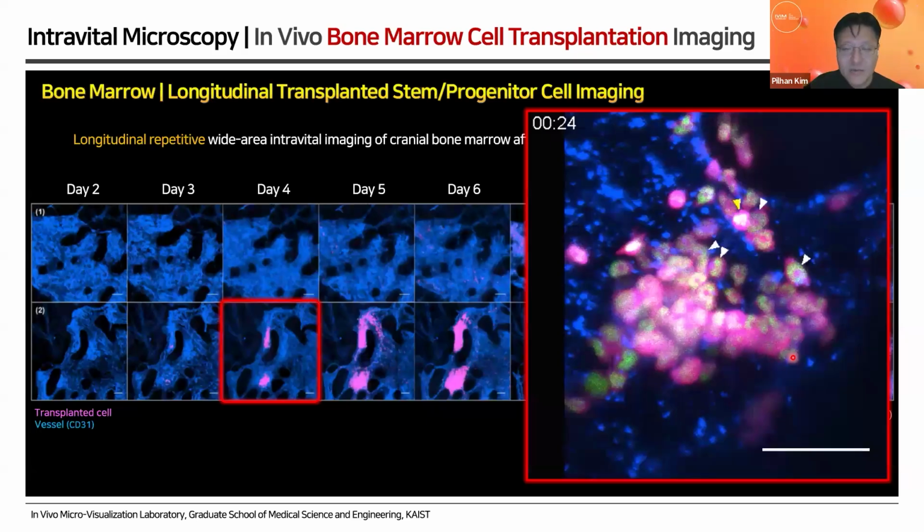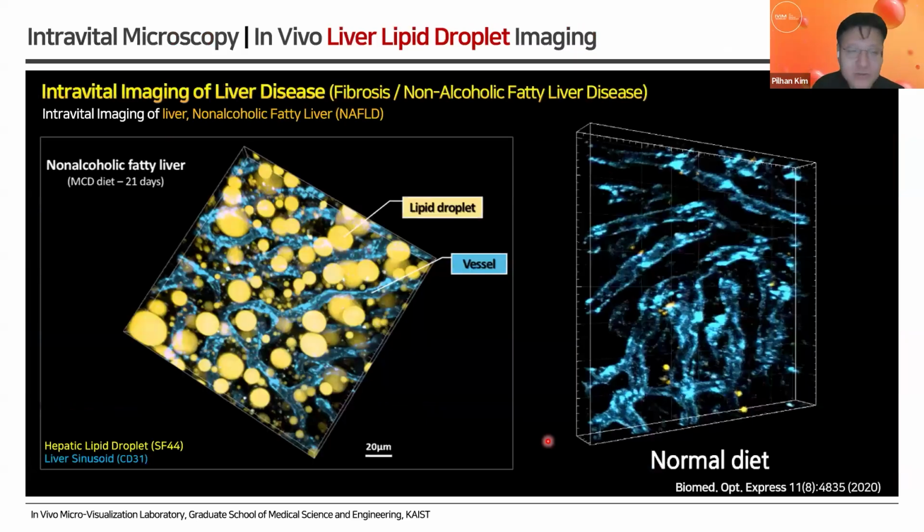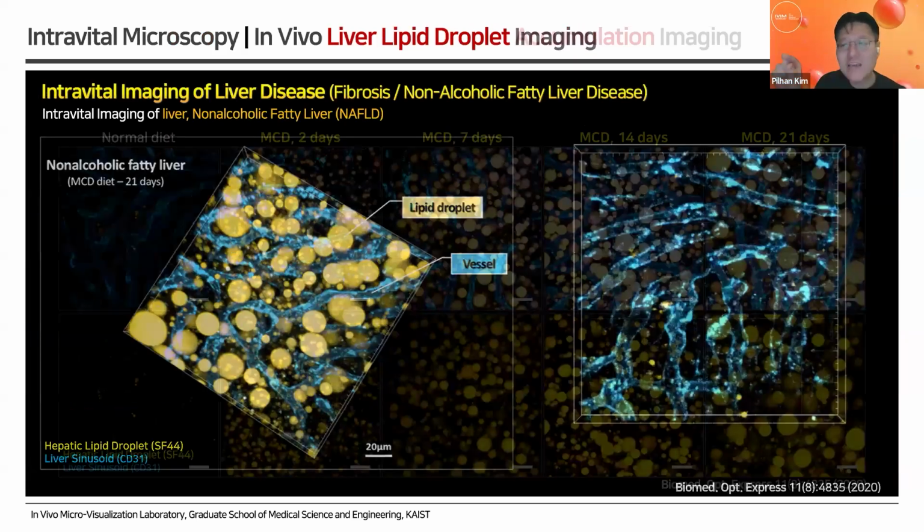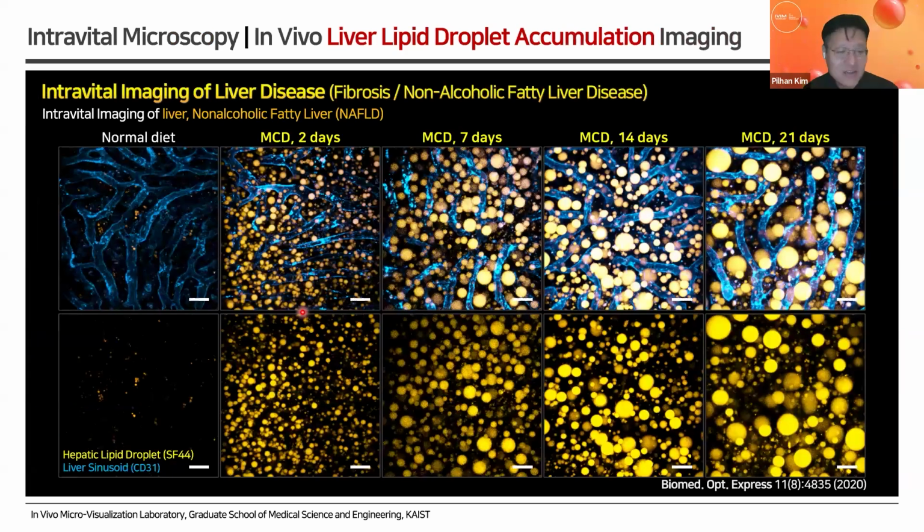Okay, so another example. Let me just go through. This is again a 3-week observation of the development of lipid droplets in the liver. This is the longitudinal interventional imaging of liver non-alcoholic fatty liver disease modeling. In yellow color, we can very clearly see the accumulation of lipid droplets inside the hepatocytes.